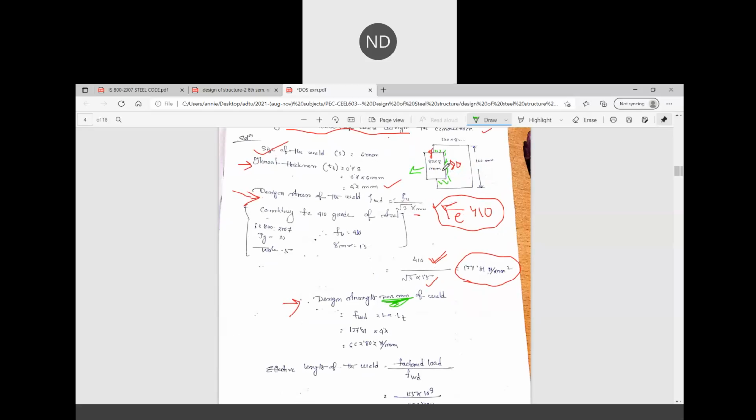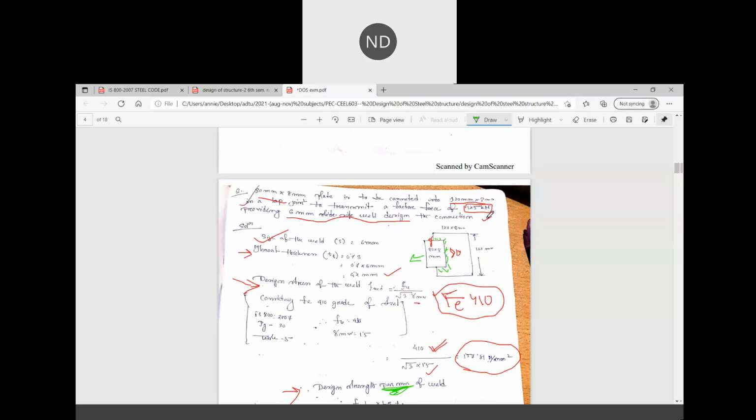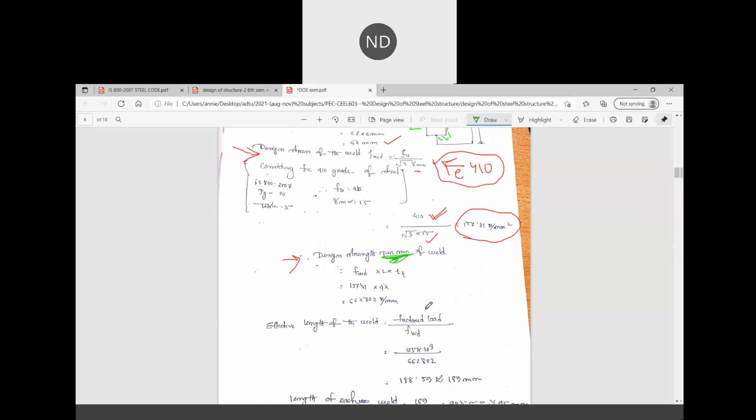Design means we will be finding how much length of the weld is required so that the 125 kilonewton is resisted, or can be taken, by the member. So now, when you take the design strength per length, it is L into throat thickness. L is 1 because we are taking per length. So FWD is this one, 157.81 Newton per mm square, into 1, into throat thickness. Throat thickness was this one, 4.2 mm.